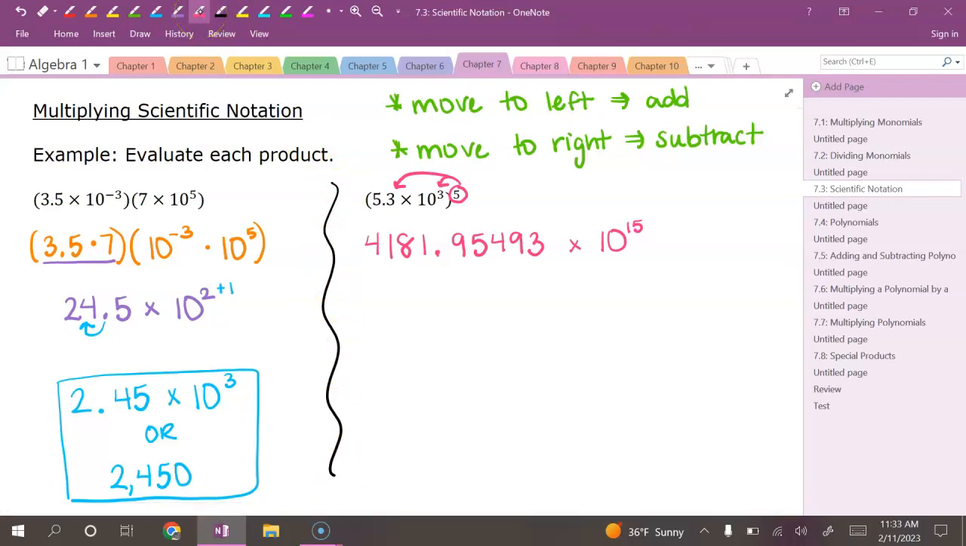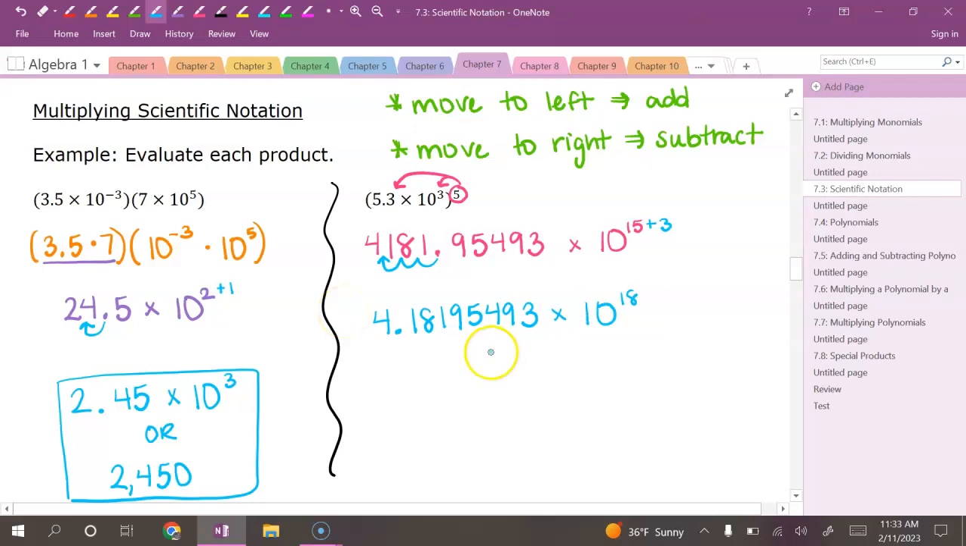So this is not quite yet in scientific notation. I need to move this decimal, again, over by the 4, so I'm moving it 1, 2, 3 times. So now it says 4.18195493. Okay, but I had to move that 3 times to the left. So again, up here, moving to the left means we add. So I need to add 3 to that 15. So this becomes times 10 to the 18th power.